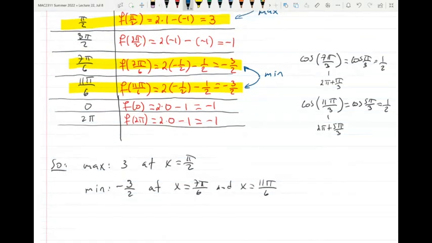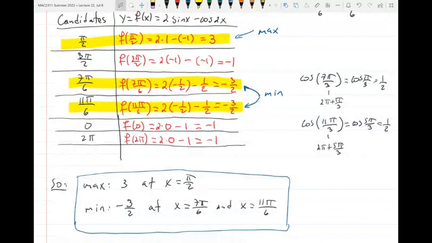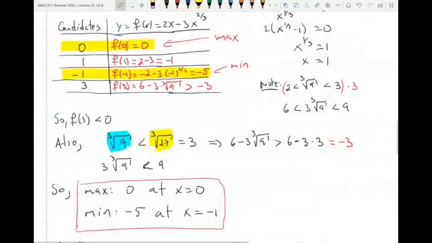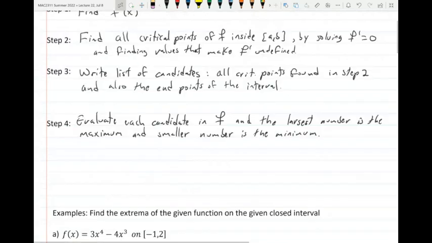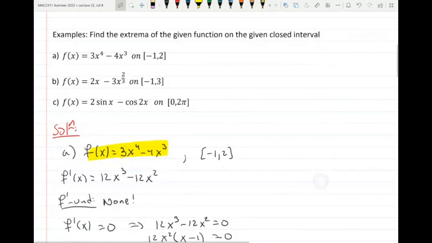Okay, so remember, the maximum and minimum may show up at different locations. The value is only one value, but the places at which they appear may be multiple places. Okay, so that's how you find maximum and minimum values. So hopefully with all these examples, you can now do every problem on the homework that has to do with finding absolute extrema.